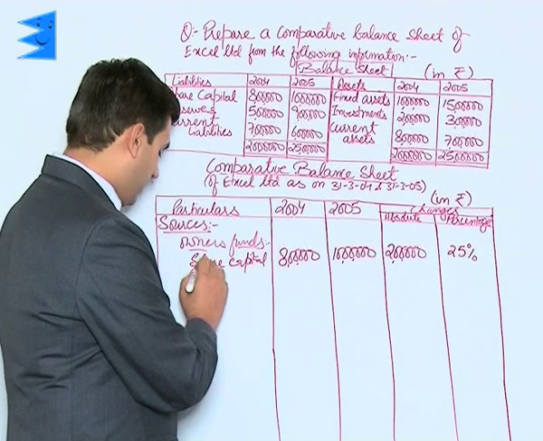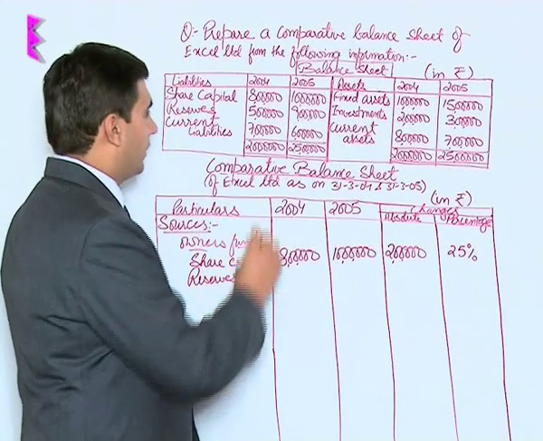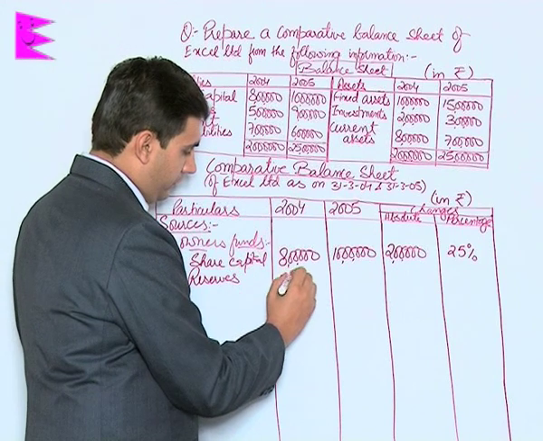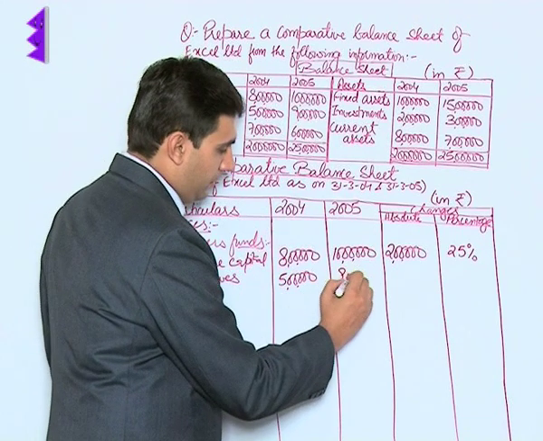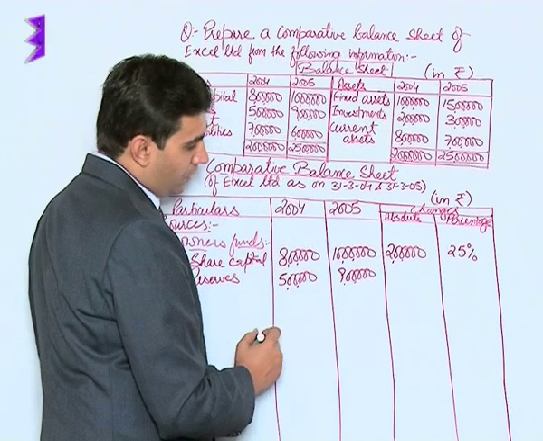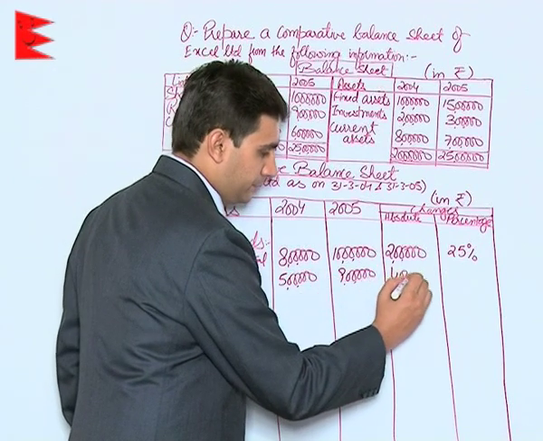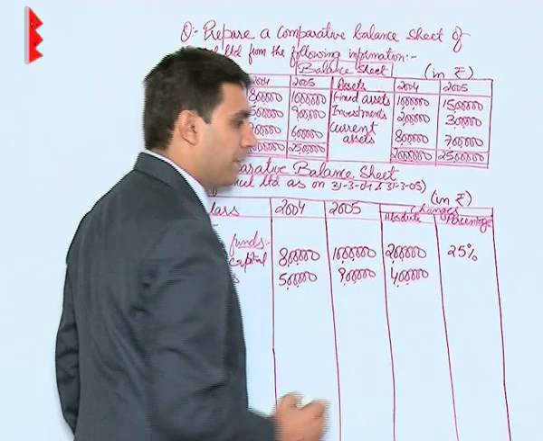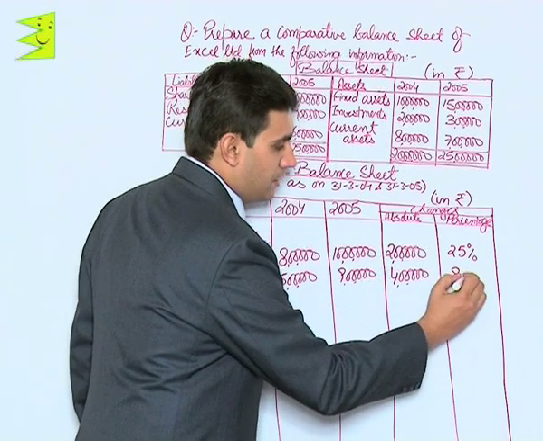Then we have reserves. The reserves are 5 lakh and 9 lakhs. Now students, the absolute change would be 9 minus 5, that is 4 lakh, and the percentage change is 4 lakh upon 5 lakh into 100, that is 80%.